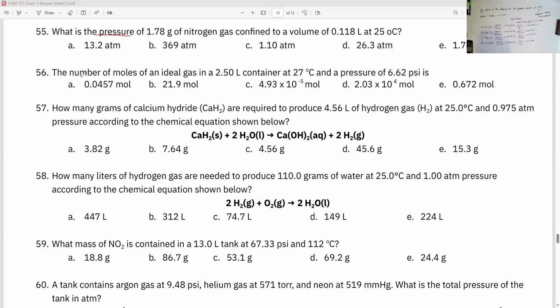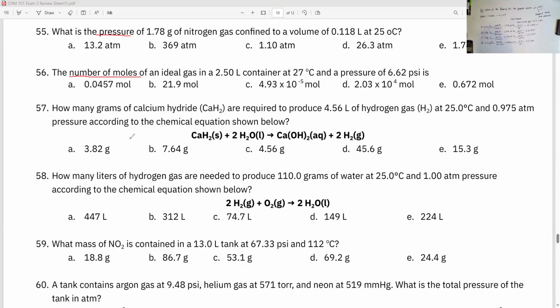Number 56 asks the number of moles of an ideal gas in a 2.5 liter container at 27 degrees Celsius and a pressure of 6.62 psi is. So here they're asking us to use the ideal gas law and solve for the moles of gas.